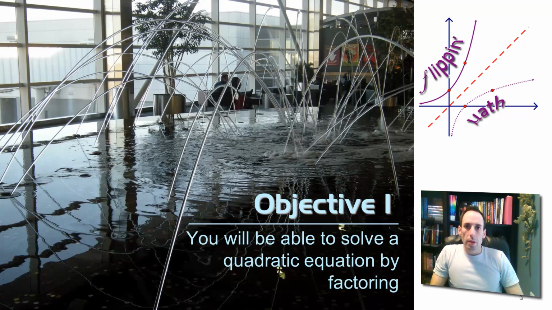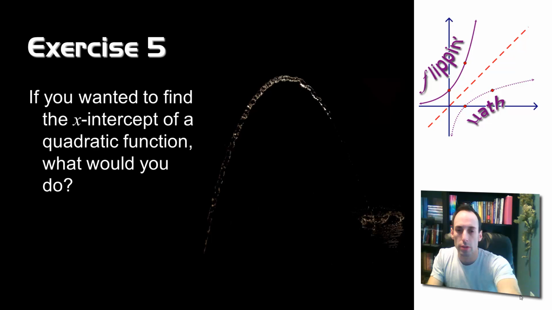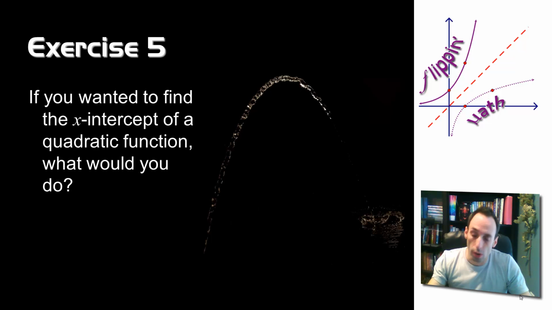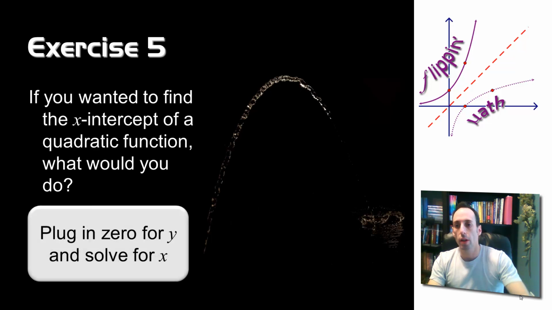Alright, so we've been talking about this shape called a parabola, where it touches the y-axis, where it touches the x-axis. And in this particular video, we're specifically going to be talking about finding the x-intercepts. Okay, so if you wanted to find the x-intercept or x-intercepts of a quadratic function, what do you have to do? Well, if it touches the x-axis, what is the y-coordinate? The y-coordinate is 0.